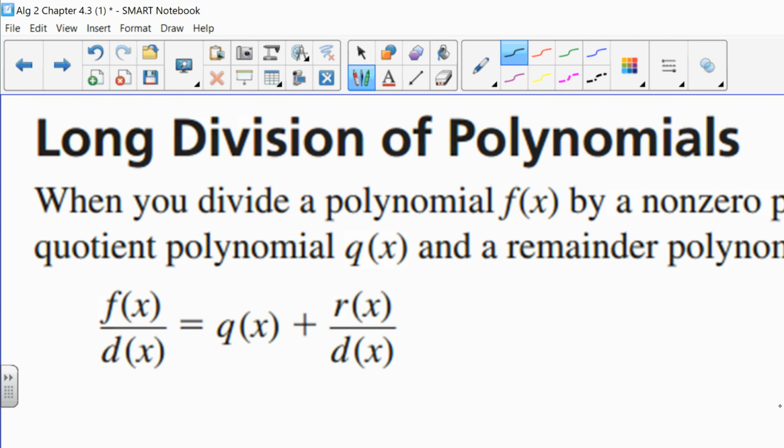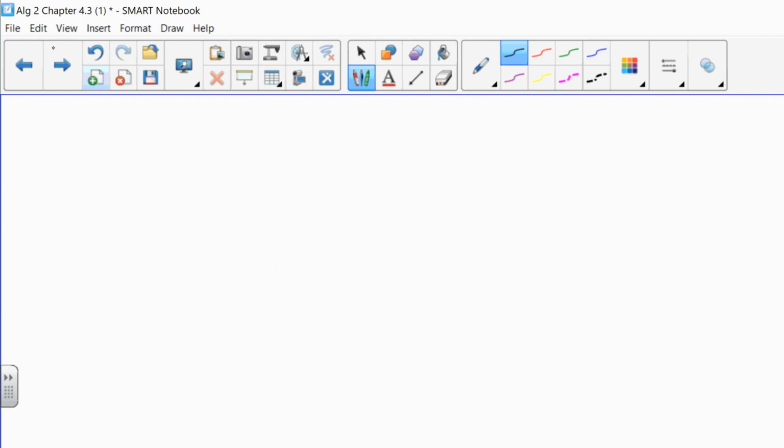So what we're going to do with polynomial long division is a similar process. You don't have to write this down. Whenever you divide a polynomial f of x by a non-zero polynomial divisor d of x, you get a quotient q of x plus a remainder r of x over d of x. Now, let's go on and do our first one. I'm not going to go to the first example; I want to do one that actually works out evenly first.